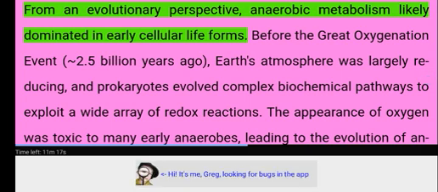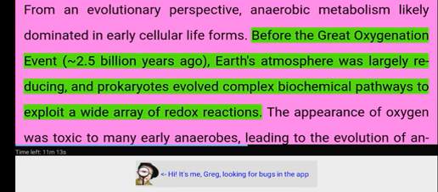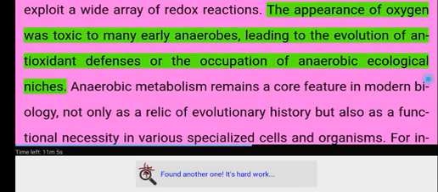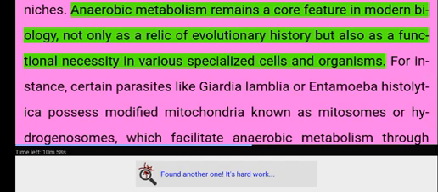From an evolutionary perspective, anaerobic metabolism likely dominated in early cellular life forms. Before the Great Oxygenation Event, approximately 2.5 billion years ago, Earth's atmosphere was largely reducing, and prokaryotes evolved complex biochemical pathways to exploit a wide array of redox reactions. The appearance of oxygen was toxic to many early anaerobes, leading to the evolution of antioxidant defenses or the occupation of anaerobic ecological niches.